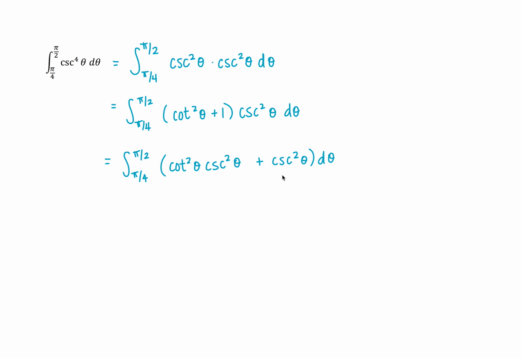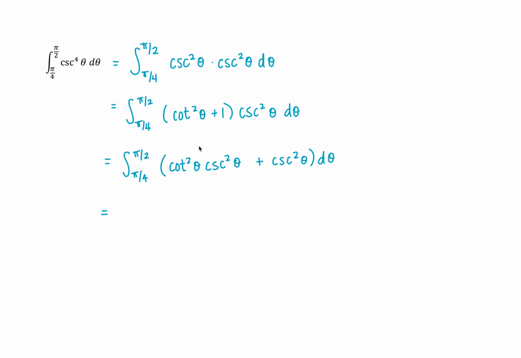I can straight away integrate the cosecant squared theta. It just equals negative cotangent theta. For the first part here, though, I will need to do a u substitution. So if you want to, you can think of these as two separate integrals. And I might go ahead and do that because I'll change the upper and lower bounds when I do the u substitution.